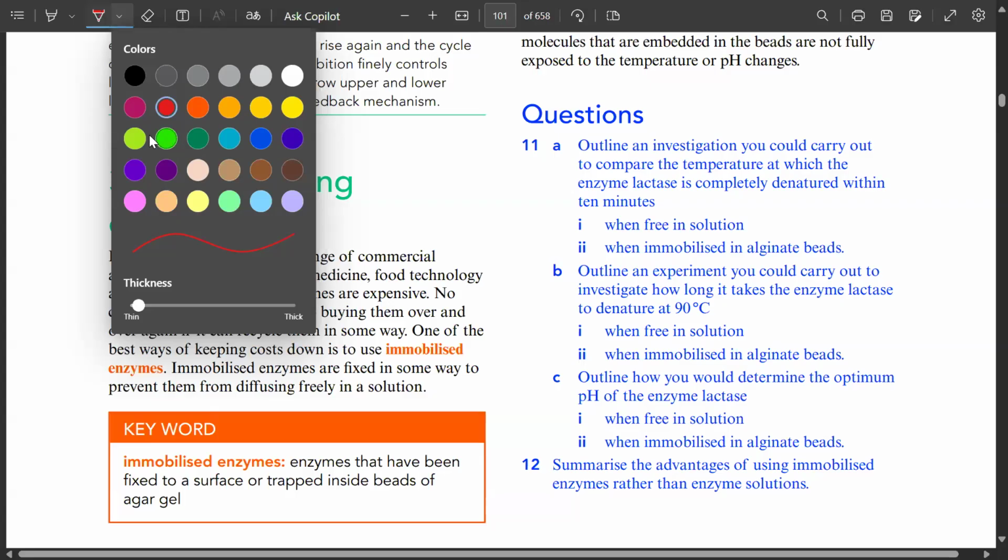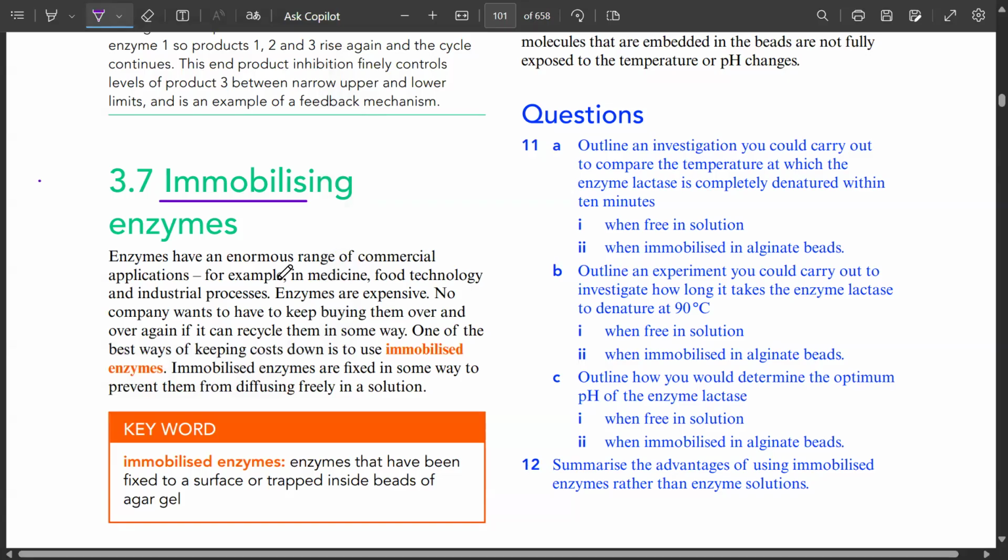Now let's talk about immobilizing enzymes. Enzymes have an enormous range of commercial applications, for example, in medicine, food technology, and industrial processes. Enzymes are expensive, and no company wants to keep buying them over and over again.